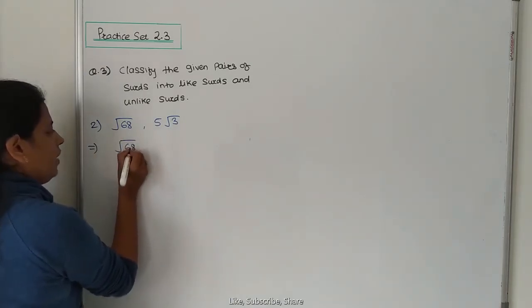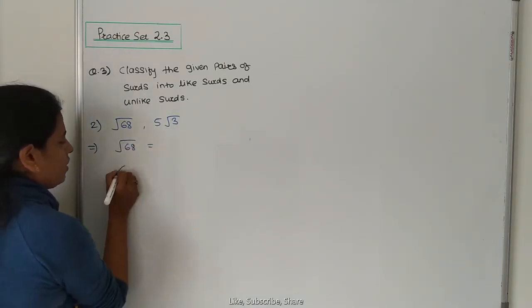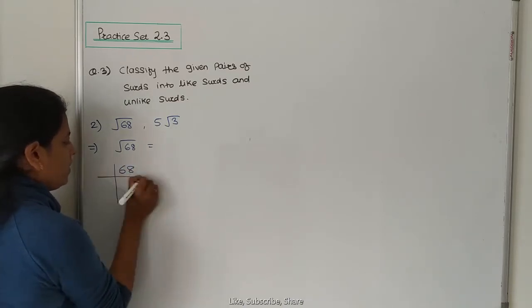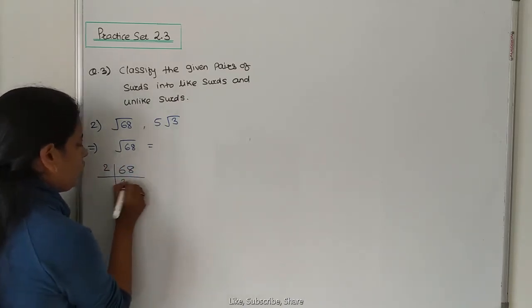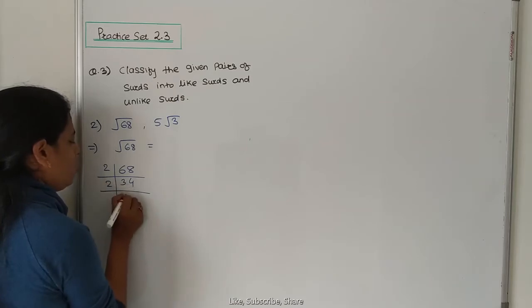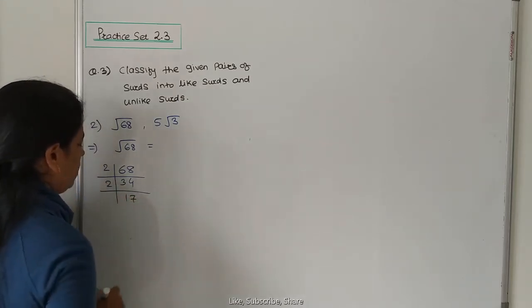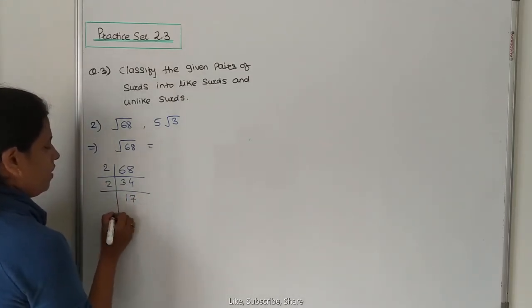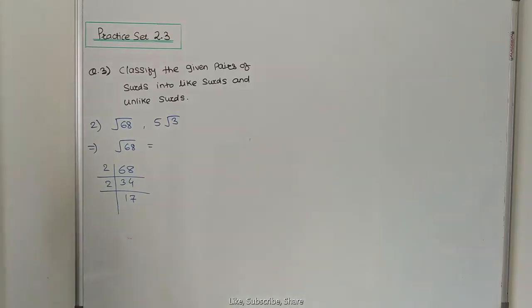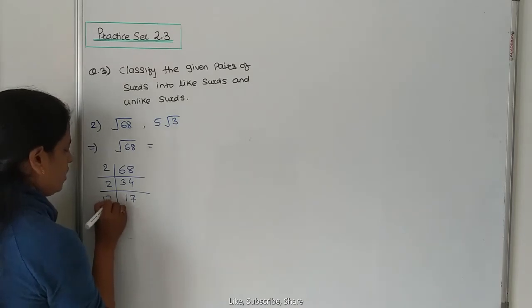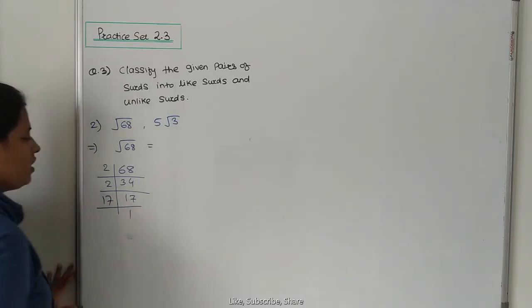Root 68 is factorized. So 68, this number is divisible by 2. 2 3s are 6, 2 4s are 8. Then 2 1s are 2, 2 7s are 14. Understand this one? Now this 17 is divisible by 17 itself. 17 1s are 17.